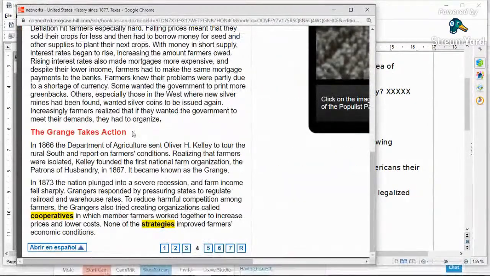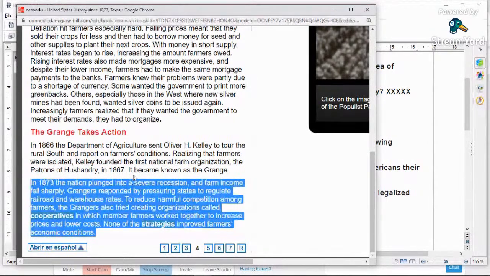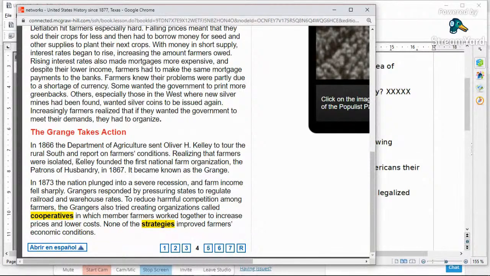Let's continue. So the Grange takes action. So in 1866, the Department of Agriculture sent Oliver Keeley to tour the rural South and report on their conditions. So he realized, hey, these farmers are very much isolated. We need to have a national organization to help them, which is the Patrons of Husbandry. Husbandry is working with farming and things like that. And it also became known as the Grange. And the Grange was there to help these farmers.